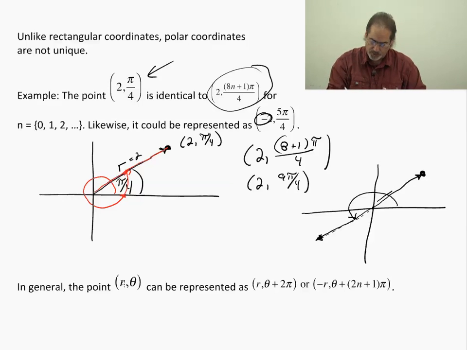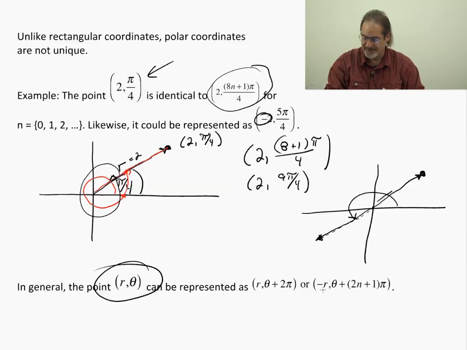In general, the point r, theta can be represented as r and theta plus 2n pi, which makes sense because if you pick an angle theta, and if I add 2 pi to it, I'm going to come all the way around again. For every 2 pi, I'm going to keep coming around. Or I can represent it as negative r and theta plus (2n plus 1) pi. Well, 2n plus 1, that's how we always get an odd integer. So what this is saying is an odd multiple of pi.